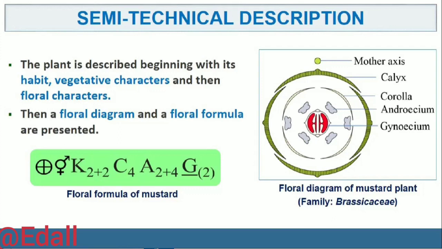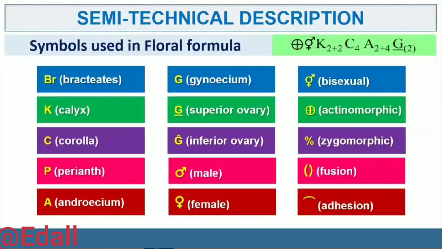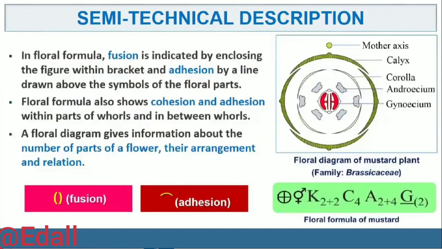The floral formula is represented by some symbols. In the floral formula, Br stands for bracteate, K stands for calyx, C for corolla, P for perianth, A for androecium and G for gynoecium, G with a line below for superior ovary and G with a line above for inferior ovary, male sign for male, female sign for female, bisexual sign for bisexual plants, circled plus sign for actinomorphic and percentage sign for zygomorphic nature of flower. Fusion is indicated by enclosing the figure within bracket and adhesion by a line drawn above the symbols of the floral parts.